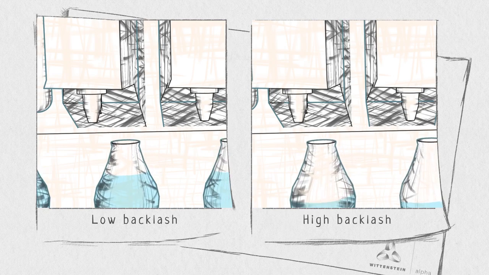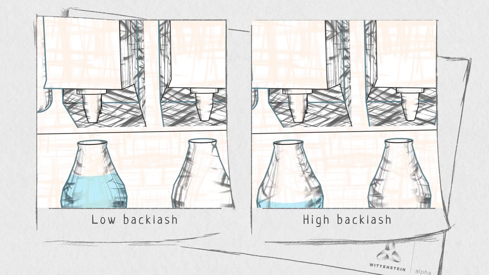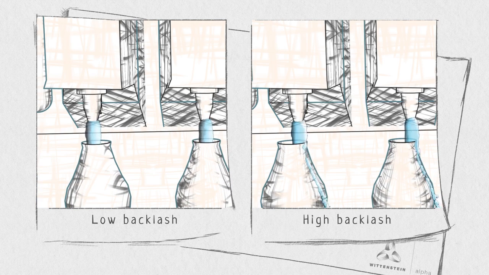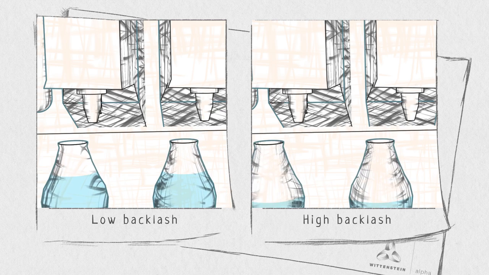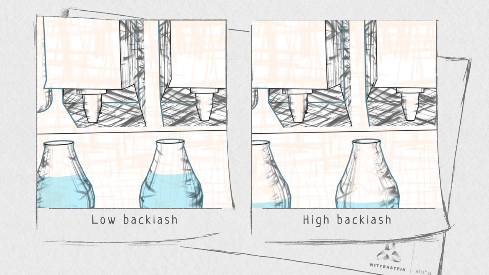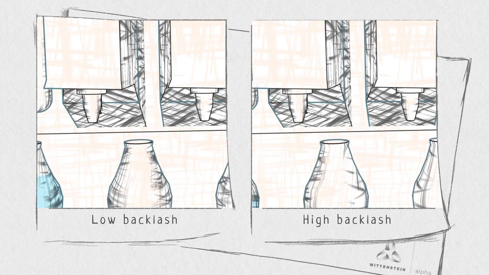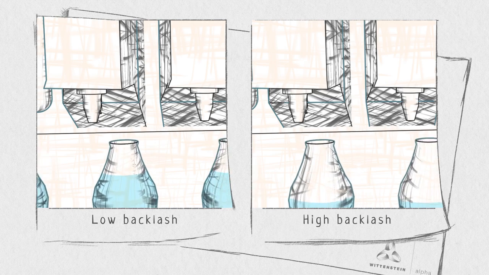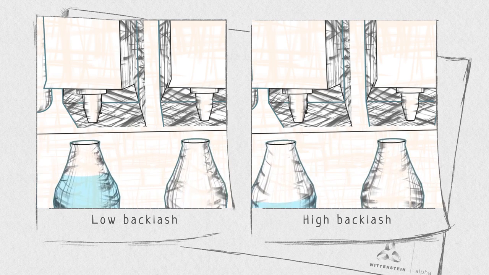Let's have a look at the influence backlash has on the entire production line. On the left, we can see a gearhead with low backlash. Even after several operating cycles, the bottle opening is positioned exactly under the filling nozzle. On the right, there is a gearhead with a considerably higher backlash. Positioning errors occur during the course of operation, and these mount up. The bottle opening is no longer positioned exactly under the filler, but is slightly offset. The liquid does not target the bottle correctly, and it runs down the side.